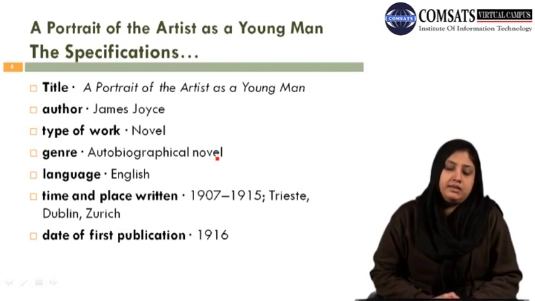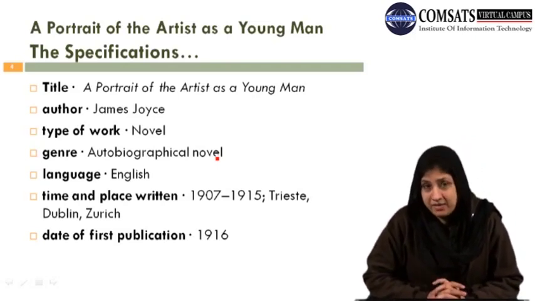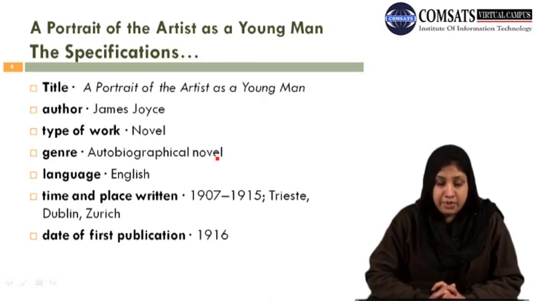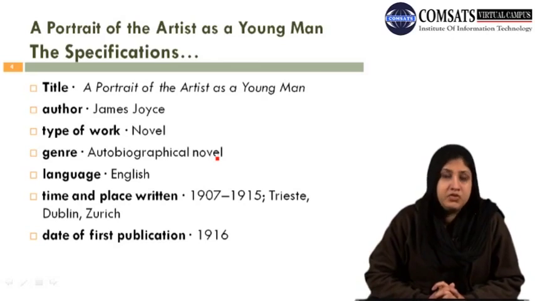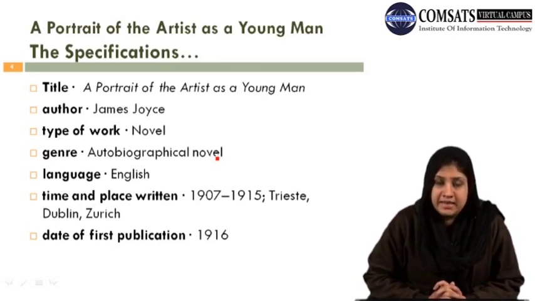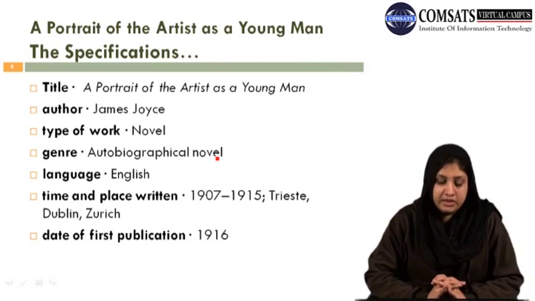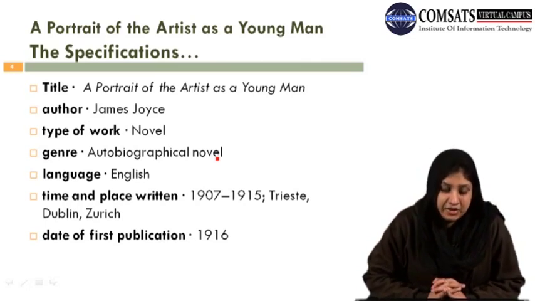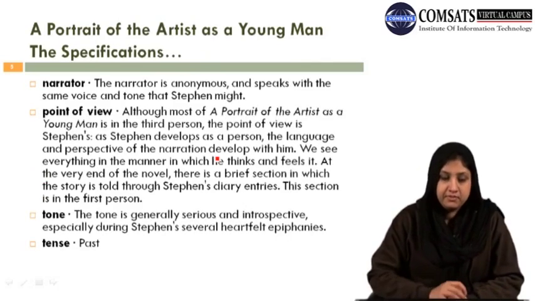A Portrait of the Artist as a Young Man by James Joyce is an autobiographical novel. It was written in 1907, and its publication was in 1916, that being the possible date.